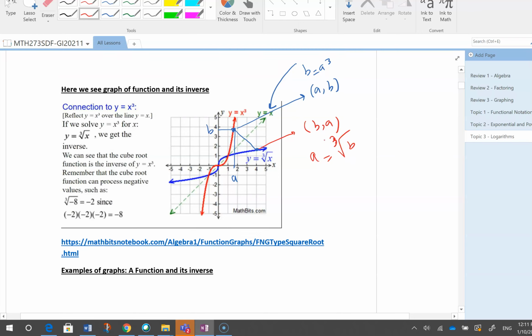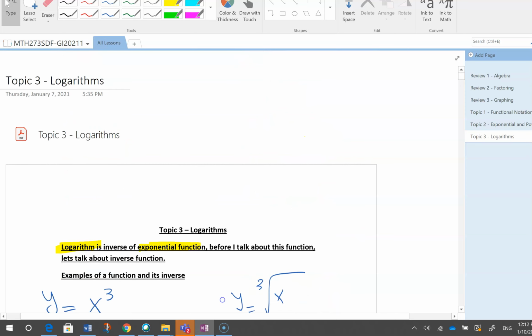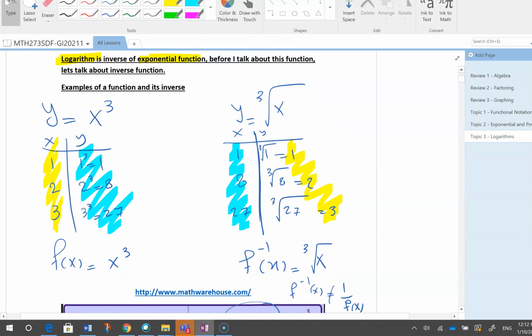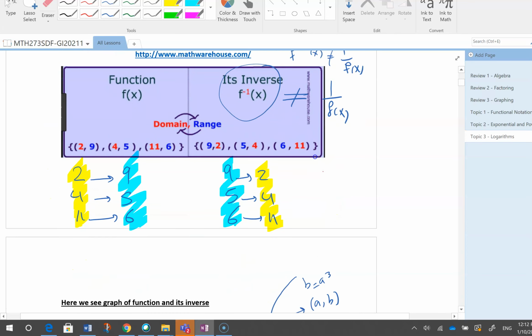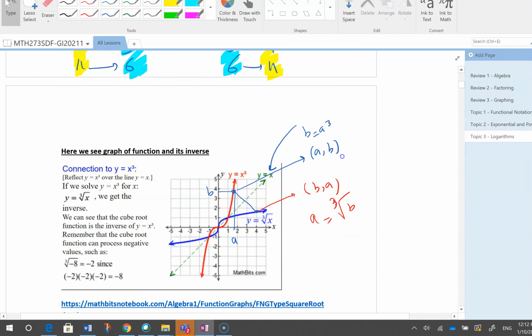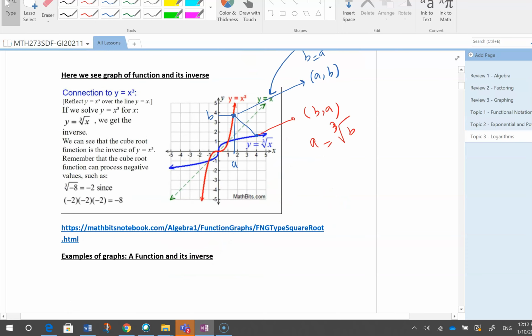A is the cube root of B here. They are just reflected across this line. Which line? y equals x, which is the green line. Perfect. So now I know logarithm, which is the lesson, is the inverse of exponential. Now I know the meaning of inverse function. x and y exchange. The x of one is the y of the other. The y of one is the x of the other.